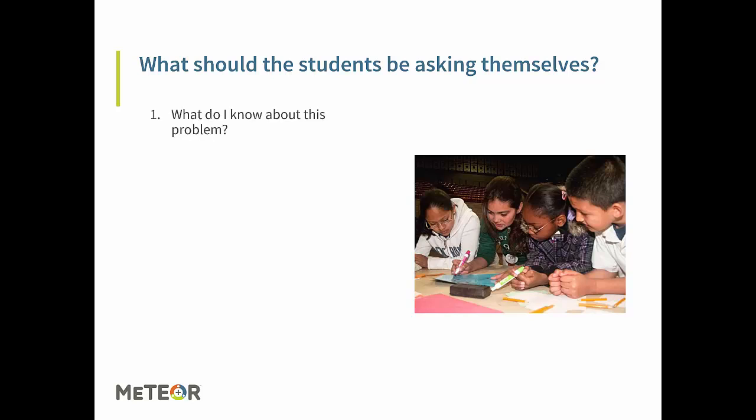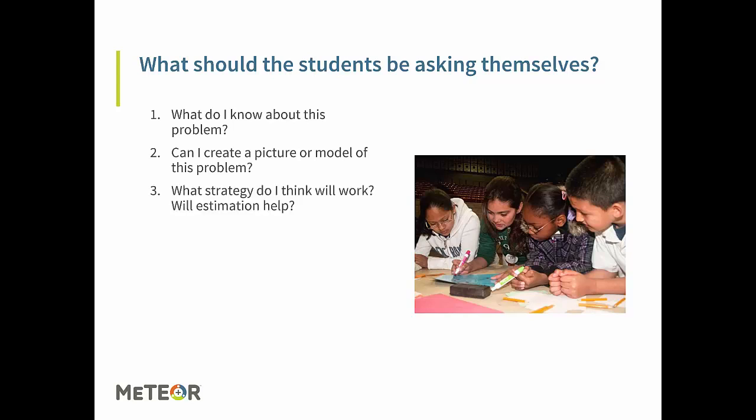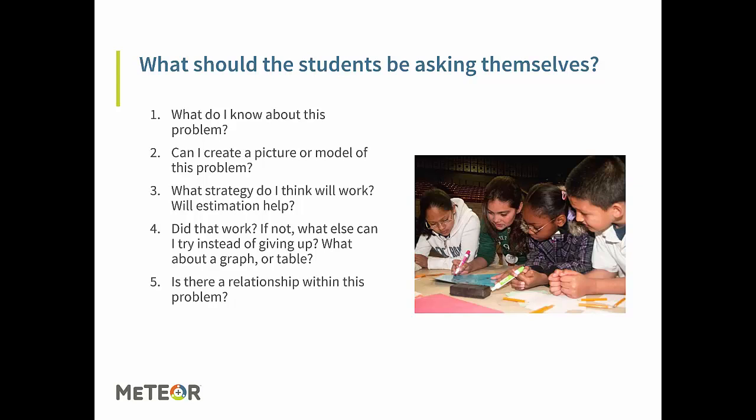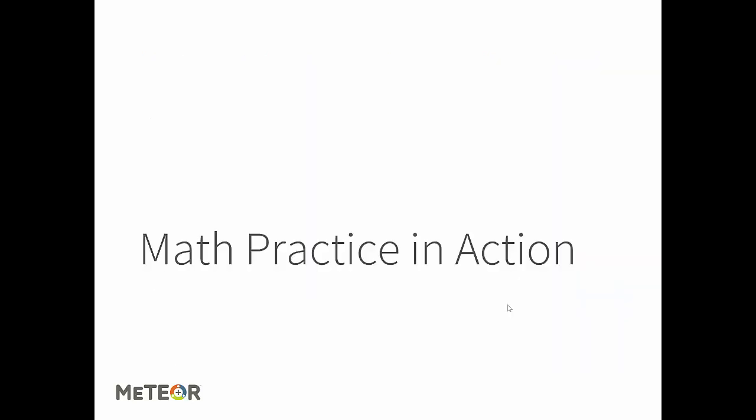What do I know about this problem? Can I create a picture or model of this problem? What strategy do I think will work? Will estimation help? Did that work? If not, what else can I try instead of giving up? What about a graph or table? Is there a relationship within this problem? Does my answer make sense, and how do I know? And finally, do I need to revisit my solution?